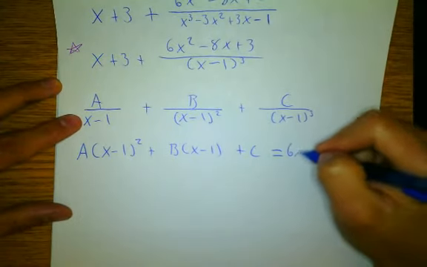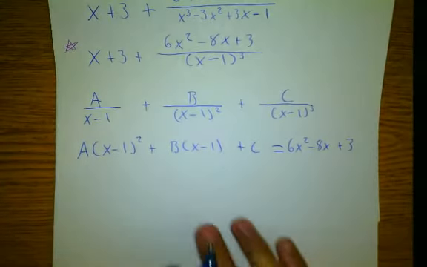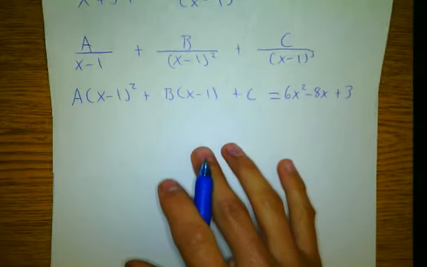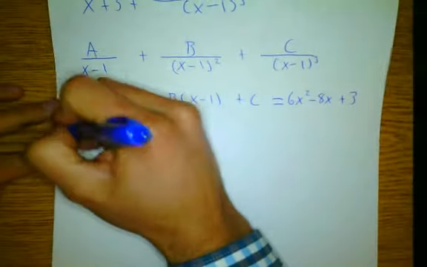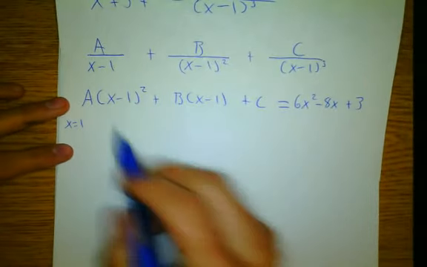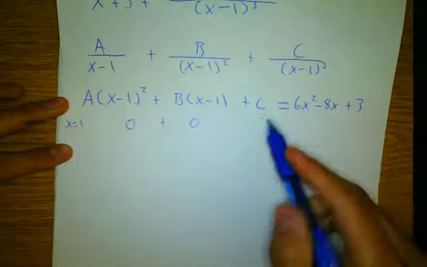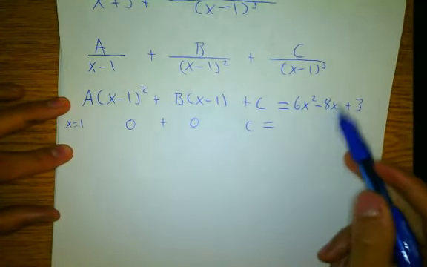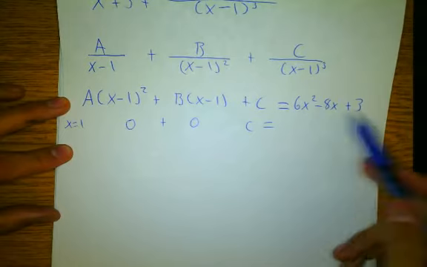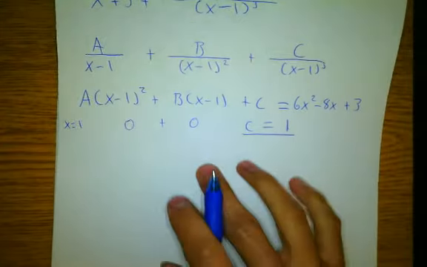Alright. We only have one option that would cancel things out for us. That would be 1. So when x equals 1, 1 minus 1 is 0, that goes to 0. 1 minus 1 is 0, this goes to 0. C equals to what? Well, that's 6 minus 8 is negative 2, plus 3. C is 1. Alright, so now I have the following: A times x minus 1 squared, plus B times x minus 1, plus 1 equals 6x squared minus 8x plus 3.